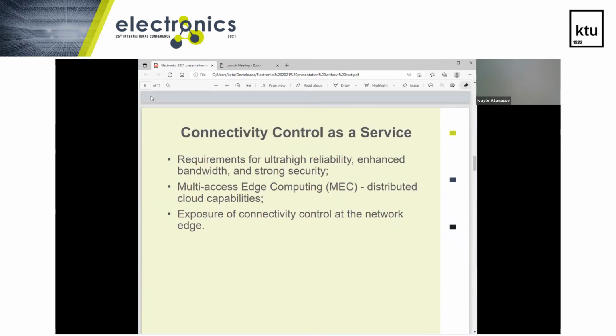So, ultra-high reliability, enhanced bandwidth, and strong security are required in different use cases envisaged in next-generation networks, such as industrial automation, smart grids, tactile internet, etc. Multi-access edge computing provides a cloud environment for applications at the edge with requirements for low latency, high bandwidth, location, and context awareness. So the edge functionality may be extended with exposure of connectivity control.